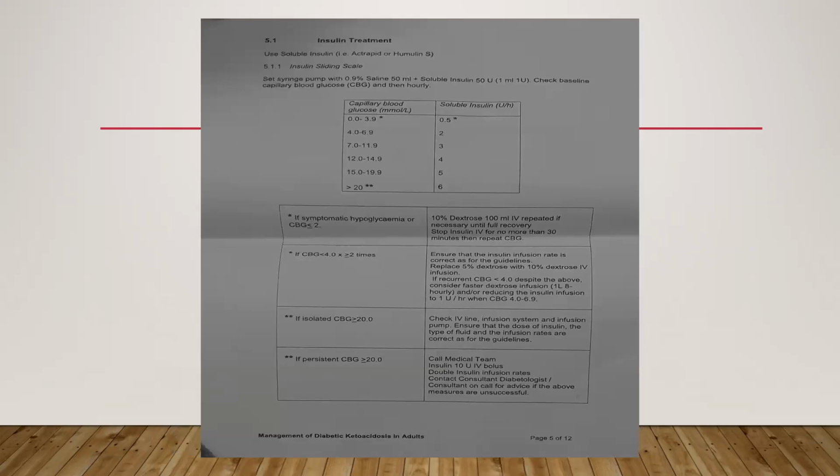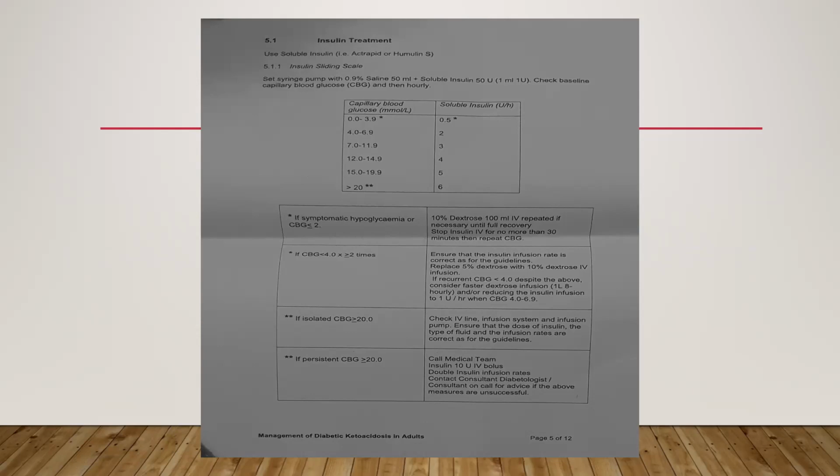In terms of insulin treatment, it depends on the capillary blood glucose, and we need to set the syringe pump with 0.9% saline, 50 ml, and soluble fast-acting insulin, 50 units. So it will be 50 units of fast-acting insulin in 50 ml of saline, so we have 1 unit in each ml. This makes it easy for the nurses to set the syringe pump.